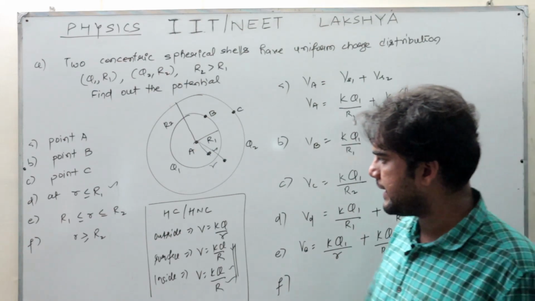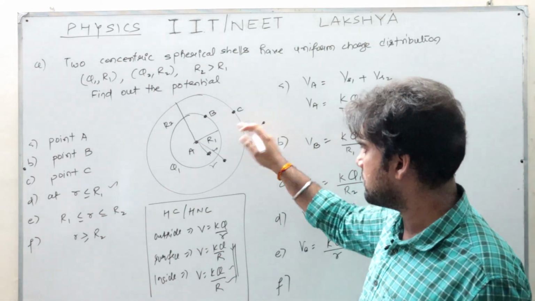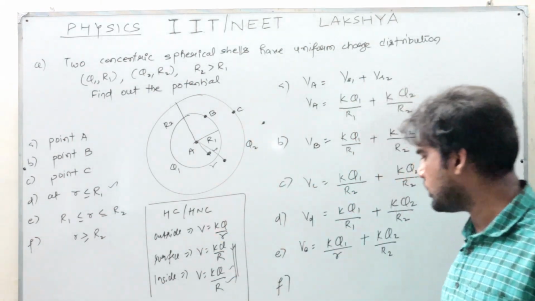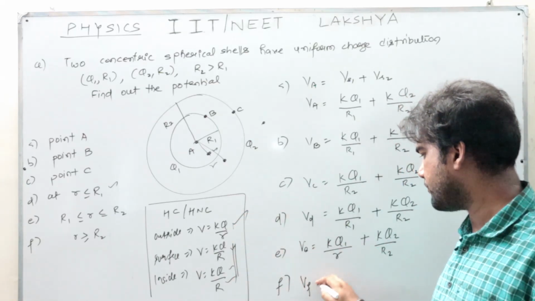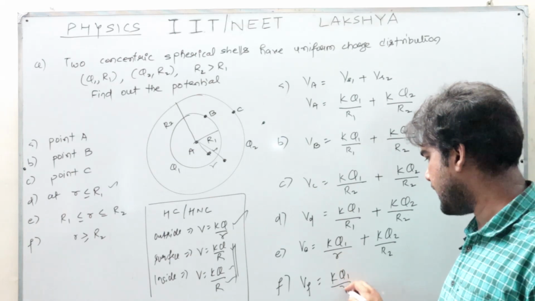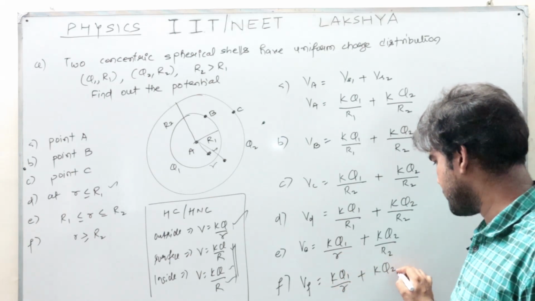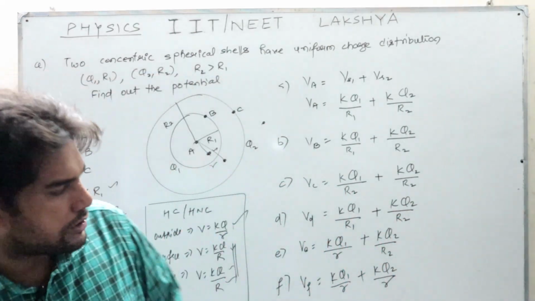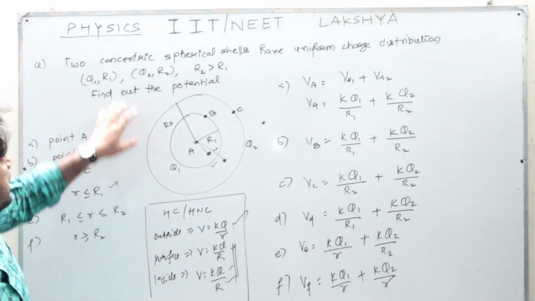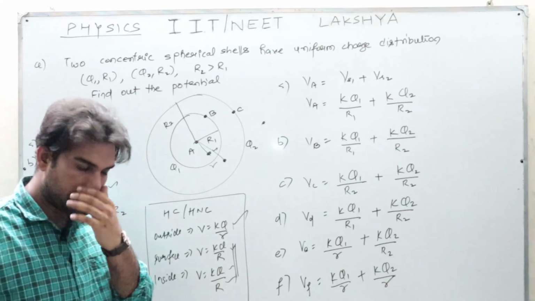And F. r is greater than or equal to R2, somewhere here. It is an outside point for both spheres. Outside, I know the formula is kq by small r. So VF is kq1 by r plus kq2 by r. I hope all the cases are clear to you. You must remember these results because that was your concentric spherical shell.